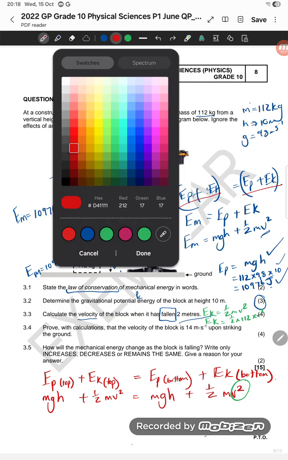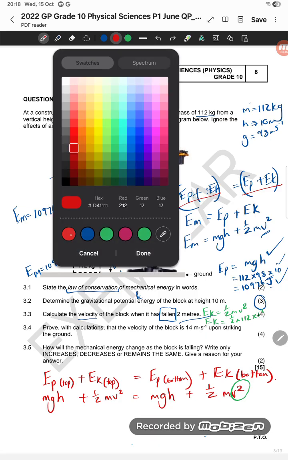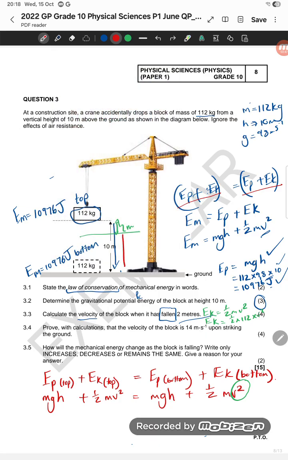Does that make sense? If I fall 2 meters, what's my potential to fall? My potential to fall is no longer 10 meters. My potential to fall is 8 meters. Just be very careful of that. You've got to minus them, because my potential to fall is not 2 meters, it's 8 meters, because I've taken away that 2 meters. You've got to do quite a few of these to remember how that potential works.